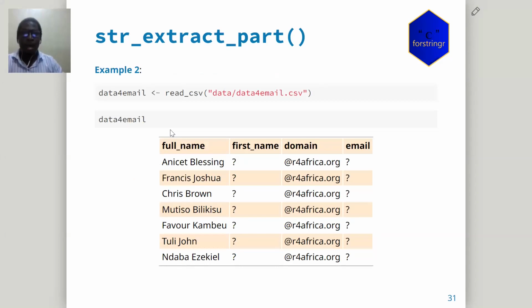So let's say for a data frame example, we have this, where they want to create a new email for the new user in Africa R. Let's say we have all these full names, and because we have the same domain name, we want to extract the first name so that the person can easily create an email for them. Now we can use str_extract to quickly do that.